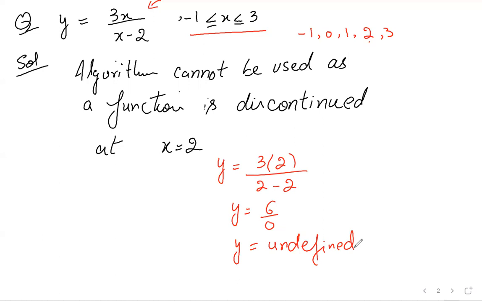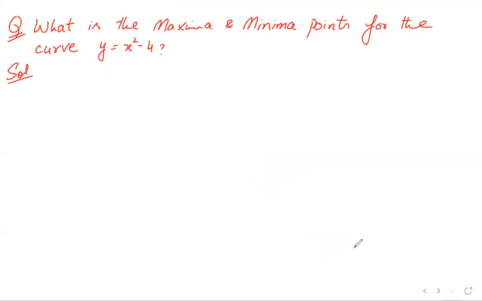But what if we have to find the maxima and minima points for the curve of a given function? Let's see, we have a question here. It says we have to find the maxima and minima, and the curve given is y equals x squared minus 4. Memorize one thing: we have to take the derivative, and after taking the derivative, set it equal to 0. We have to keep these two things in mind.